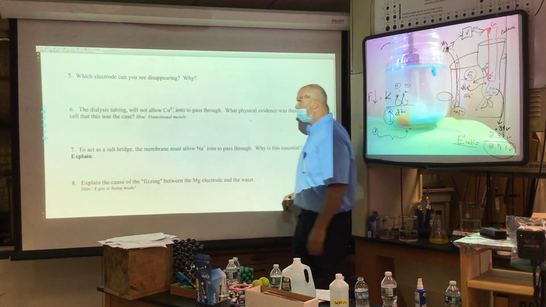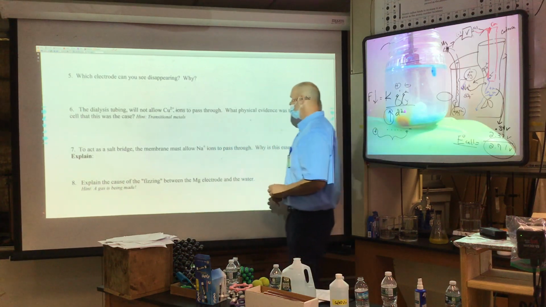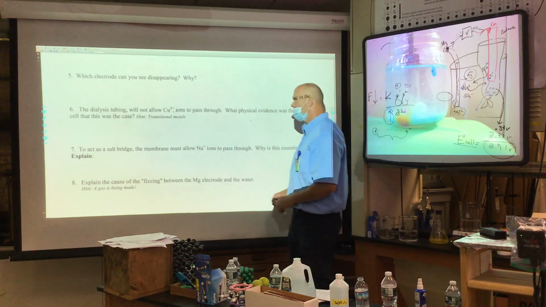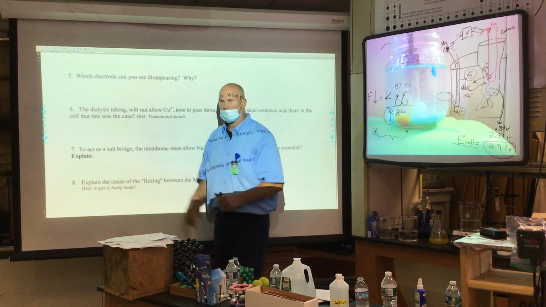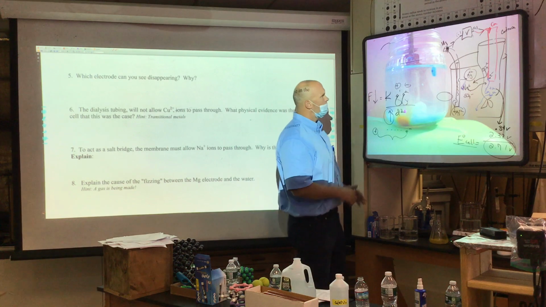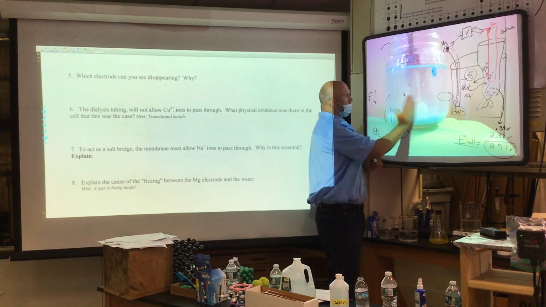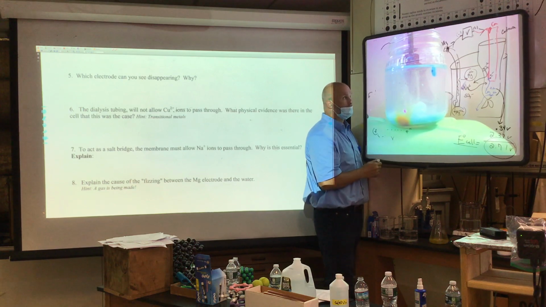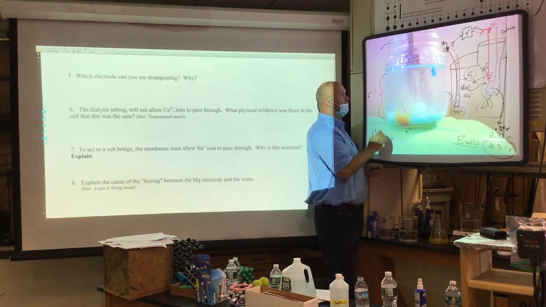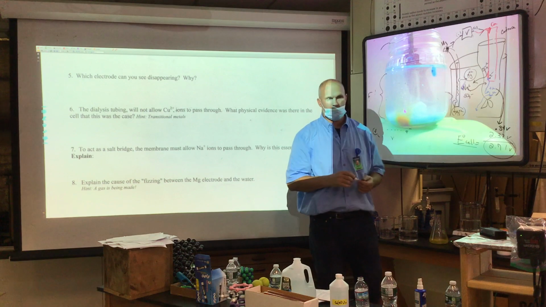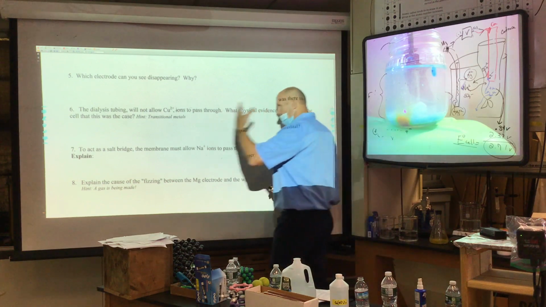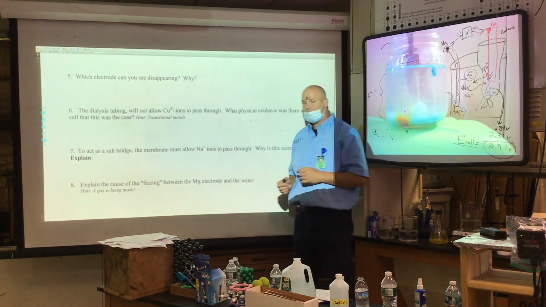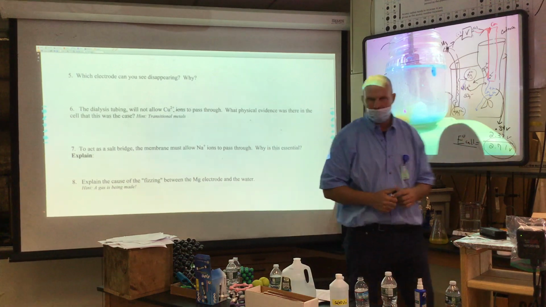Will allow, so, pass through. What physical evidence was there to suggest that it did allow the copper plus 2 ions? Doesn't this entire solution have a hint of blue or green? Absolutely. Okay? This is bluish green, which is basically the evidence that copper plus 2. We know copper ions have a bluish green color.